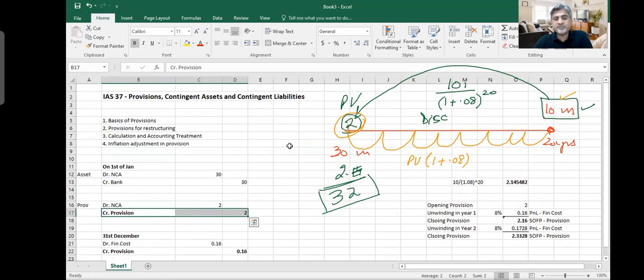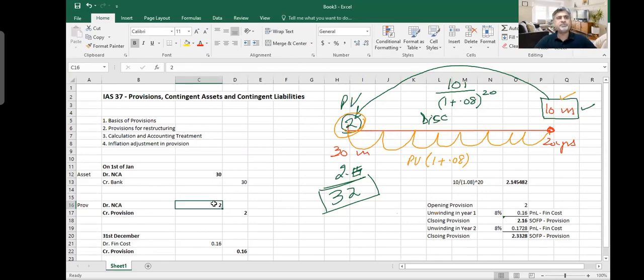The opening provision which you created and added into the books, which was 2 million in the non-current asset. If you see, non-current asset was 2 here, and then it was 30 here. That will not change. So non-current asset will remain 32 million, and it will be depreciated over 32 million. Are we clear on that? So what do you call finance cost? Can it be called another name? It is finance cost, or you call it interest expense, whatever you may call it.